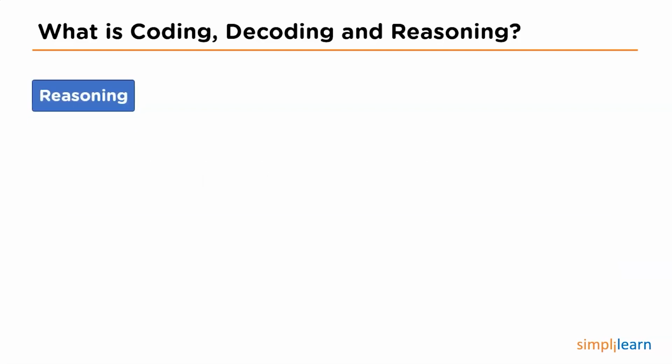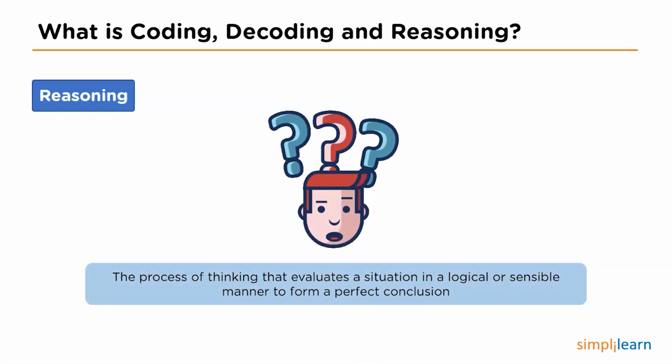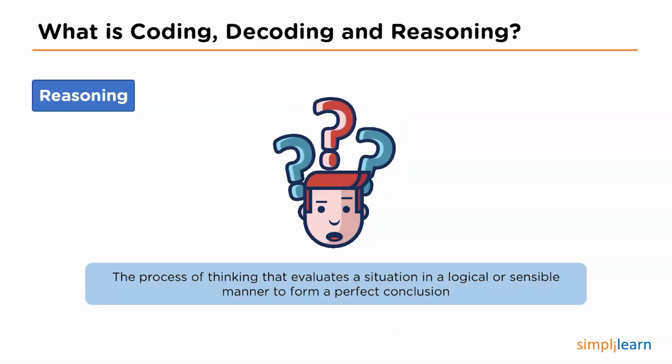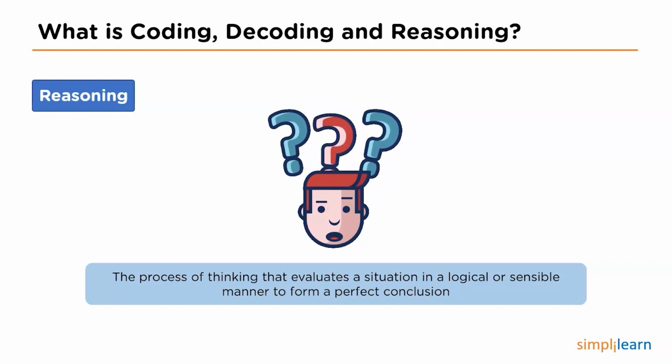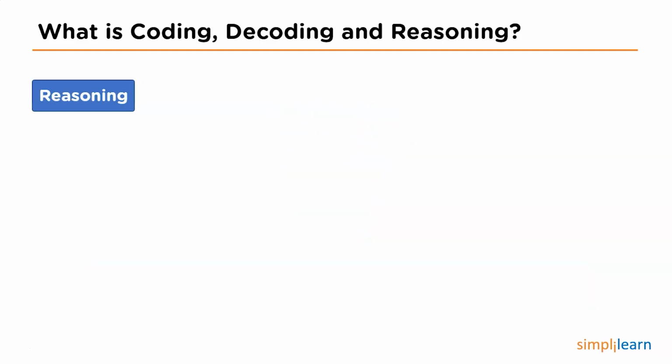The next in the list is reasoning. Let's have a look at reasoning. The reasoning ability section is one of the most common sections that is included in all major exams conducted across the country. It is the process of thinking about something in a logical and sensible way to find the perfect solution. Let's talk reasoning using an example.